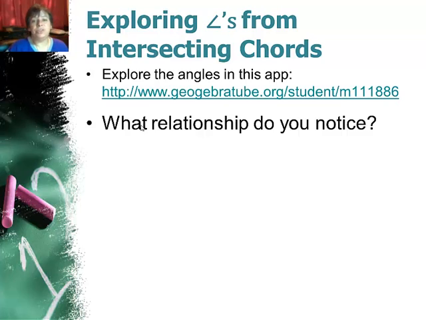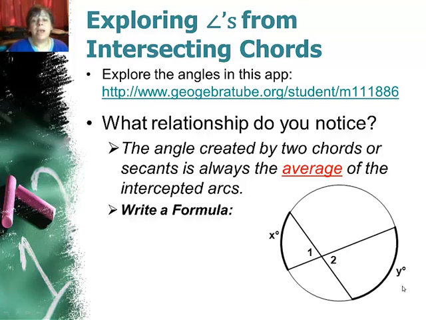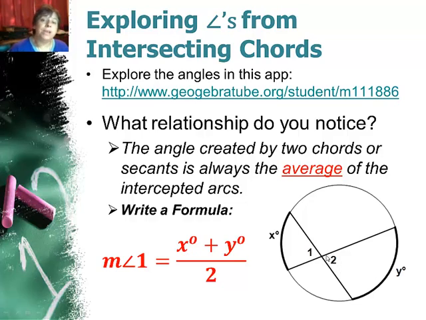So what relationship did you notice? Well, the angle created by two chords or secants is always the average of the intercepted arcs. So you add the two arcs and divide by 2. So here I have a picture, and this is what will be on your chart that we made for you. Here's the arc here, x degrees and y degrees. If I'm looking for the measure of angle 1, it's going to be x plus y all over 2. By the way, the measure of angle 2 will be the same because these are vertical angles.